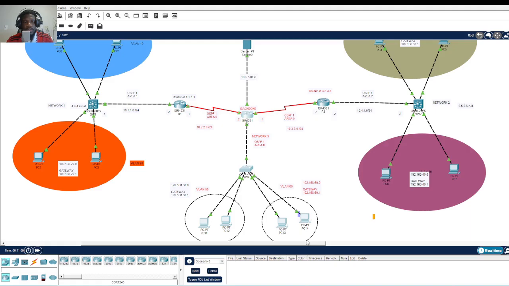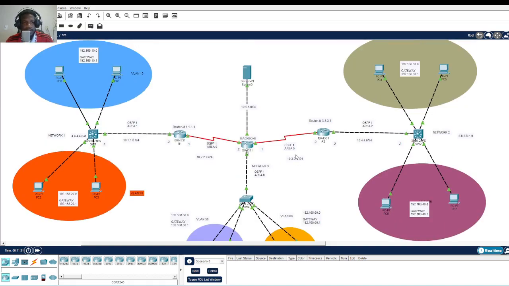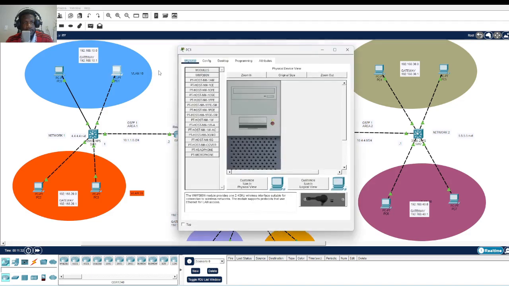And that's what we're advertising on the backbone, but the backbone is able to learn about area 2 and area 1 from these ABRs. So it's a very important concept: the backbone does not directly connect to a different OSPF area. It has to go through an ABR. But yeah, guys, that's pretty much it for multi-area OSPF.